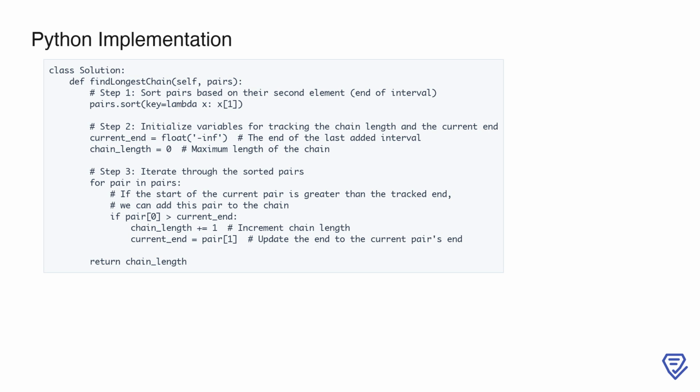This approach is efficient with a time complexity of O(n log n) due to the sorting step, and the iteration through the pairs is O(n). The overall space complexity is O(1), since no additional data structures are used. This makes the solution both optimal and elegant for the given problem.